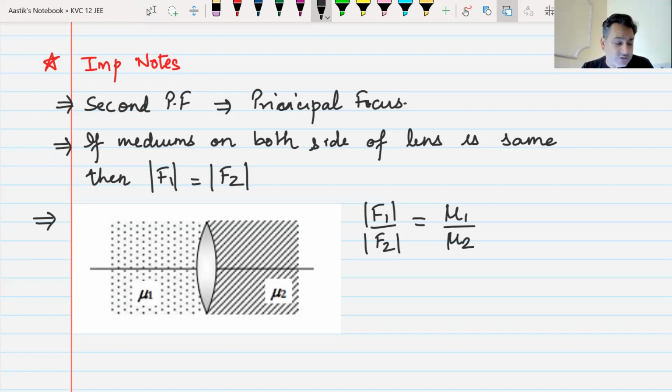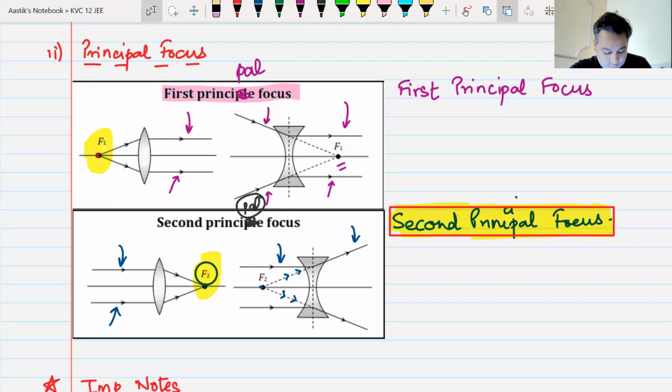For a convex lens, it is drawn. Convex lens, F1 is on this side, no? Any doubt on this? Look at F1 here. So this side you have mu1 and this side you have mu2. Do we understand this?